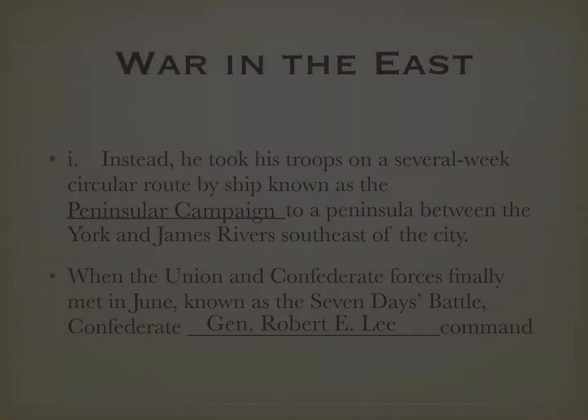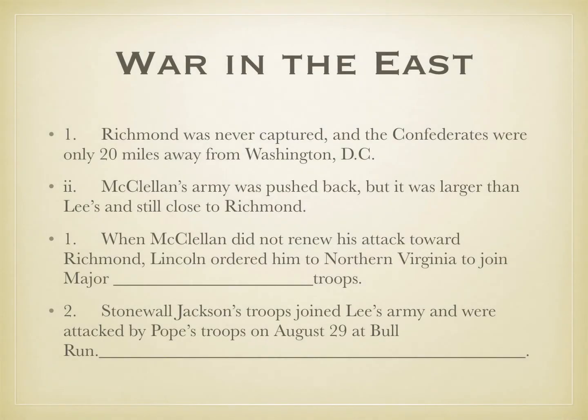McClellan's army was pushed back. The Confederate army was going to be very close to D.C. And even though McClellan had more soldiers, it was larger than Lee's, Lincoln said, continue to go after him. McClellan does not renew his attack toward Richmond. And so Lincoln says, fine, if you're not going to do that, go to Northern Virginia and meet up with another Union general whose name is General John Pope.